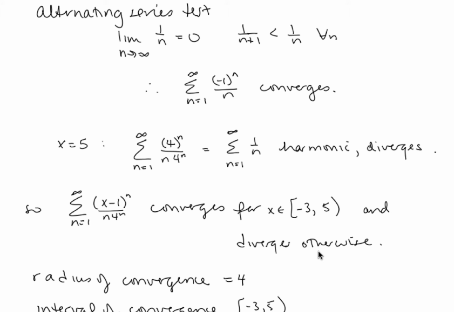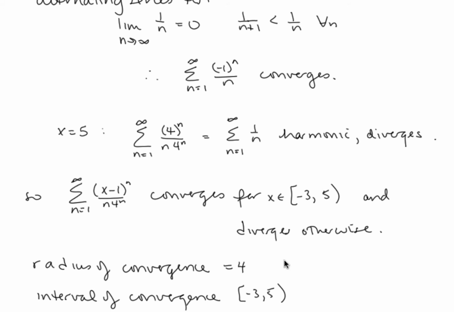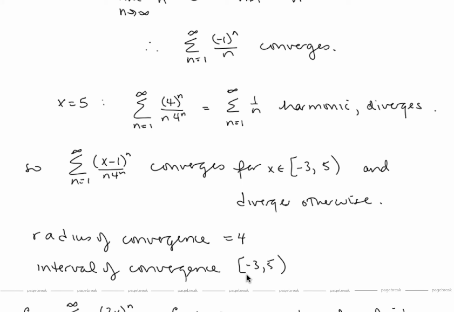Let's make sure we answered the question. The question said, for which x values does the series converge? We've answered that. But in case you're asked for the radius of convergence and the interval of convergence, let's answer that as well. The interval of convergence is what we have here, from negative 3 to 5, closed on negative 3, open on 5. And our radius of convergence is 4.